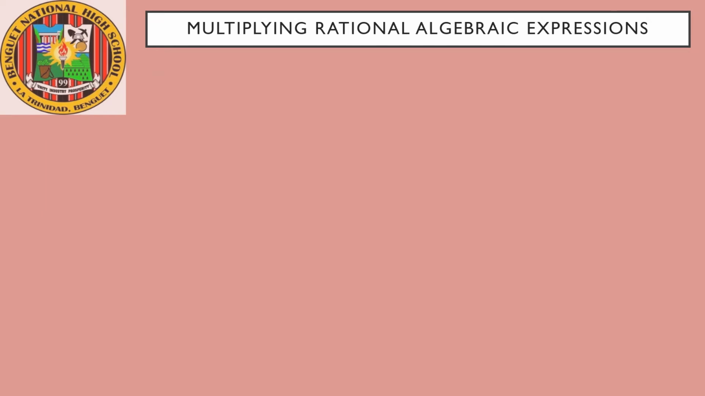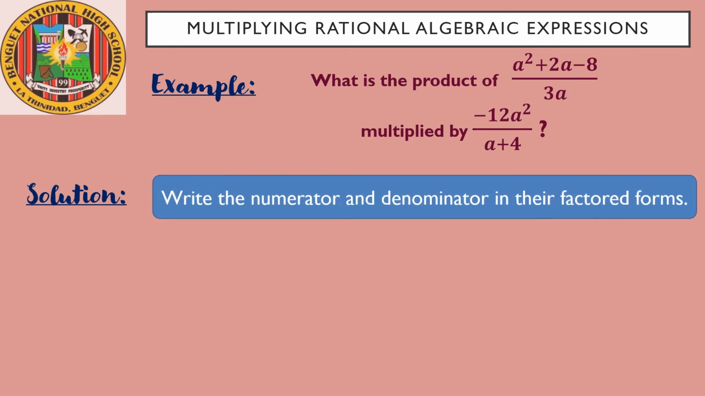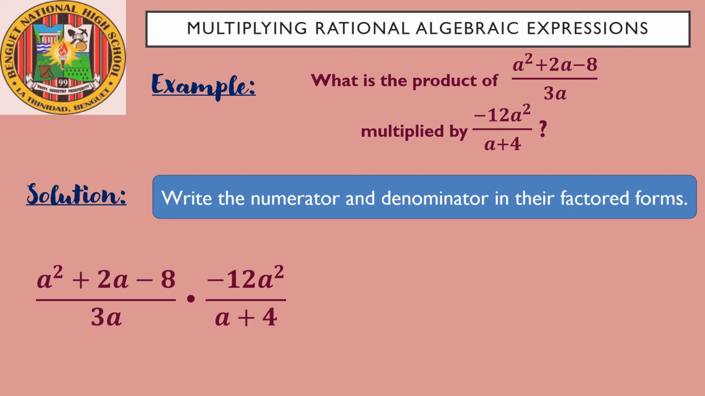In this example, we are going to solve for the product of a squared plus 2a minus 8 over 3a and negative 12a squared over a plus 4. As we have said before, you can multiply the numerators and denominators together to get the product, but writing the numerators and denominators in their factored forms first will help identify common factors quickly and simplify the final product easier, especially that we have polynomial expressions.